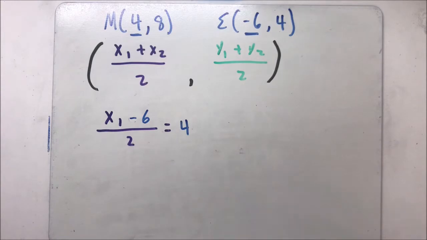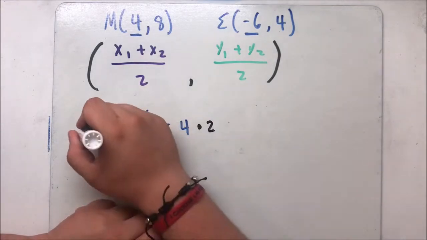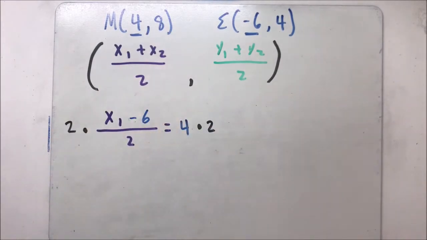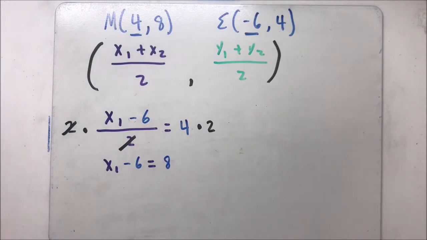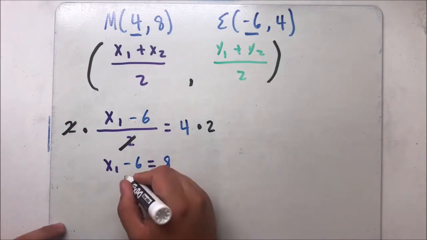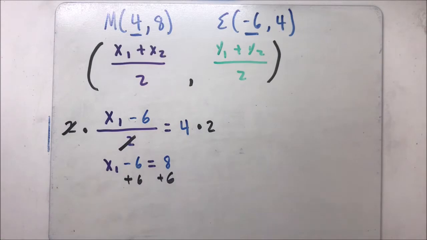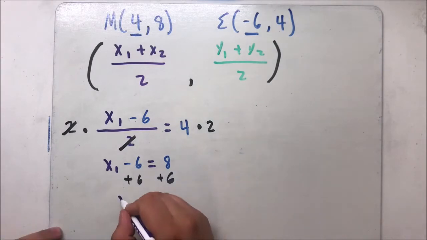Now we multiply 2 by both sides to get rid of the fraction. After that, you should be left with x1 minus 6 equals 8. Then you want to add 6 to both sides, which leaves you with x1 equals 14.